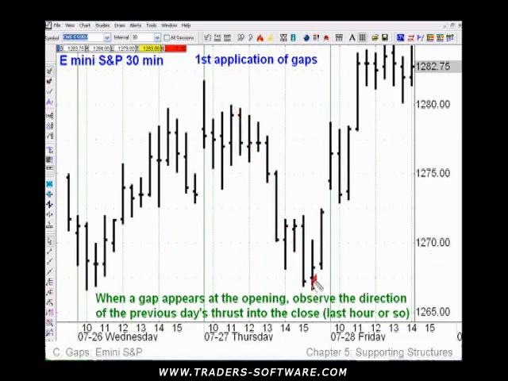But the last two bars of trading here are up. And we have a gap up at the open. In this situation, we do not expect the gap to close. In other words, once you thrust up into the close and you gap up on top of that, that shows a lot of bullishness. So eventually the move is up for the rest of the day on Friday the 28th.